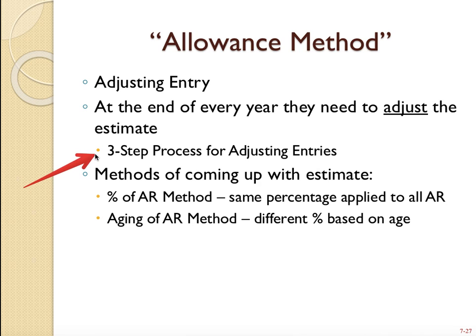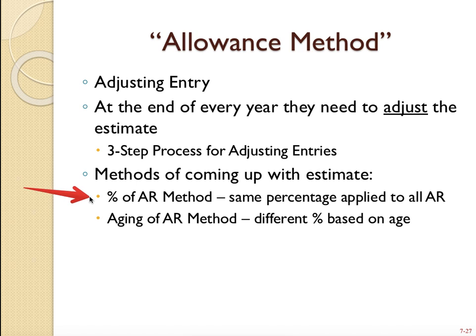We're going to use that 3-step process for adjusting entries that we have already previously learned. It's going to come back again, so you may want to review that if you forgot what the 3-step process was. Now, as far as how we come up with that estimate, you are going to be responsible for 2 different ways. The book, again, talks about more. For you guys, I only want you to know 2 different methods, okay?